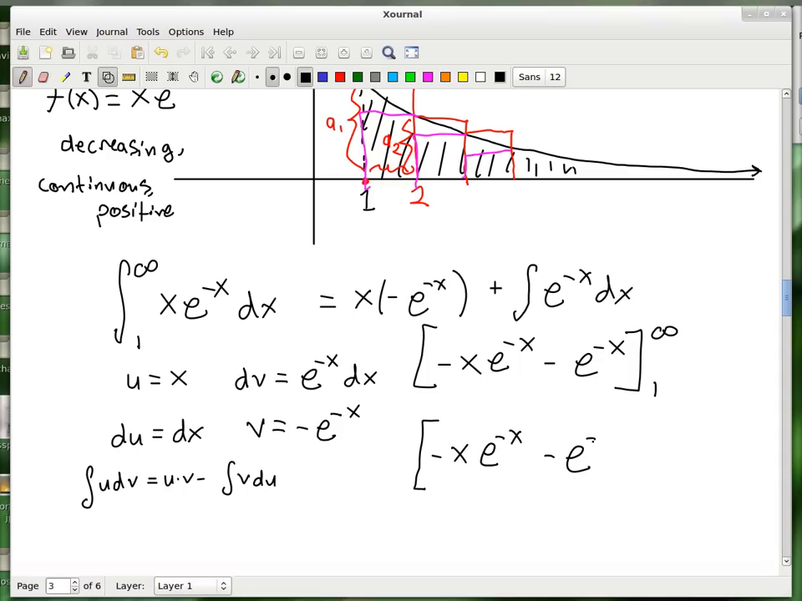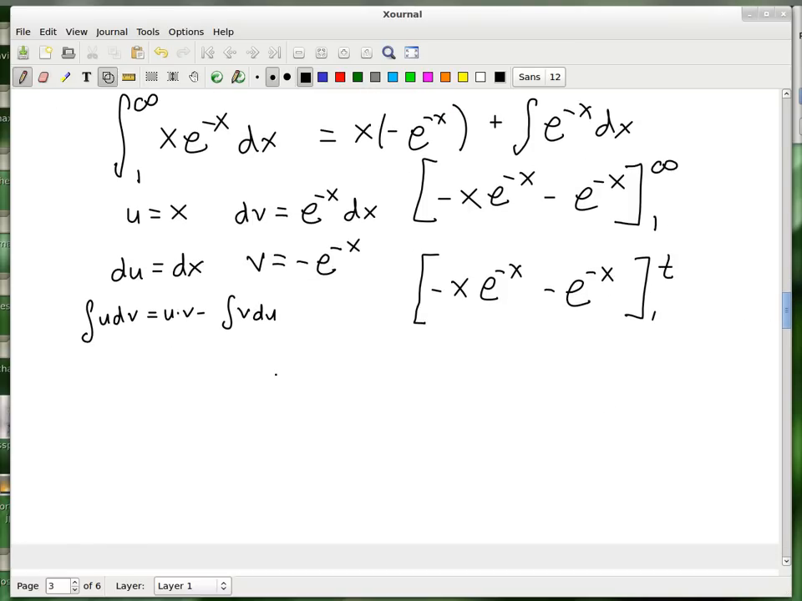Okay, minus e to the minus x. So let's do from 1 to t. And then what we're supposed to do is take the limit here as t goes to infinity. So what happens as t goes to infinity? So I've got minus t times e to the minus t minus e to the minus t.